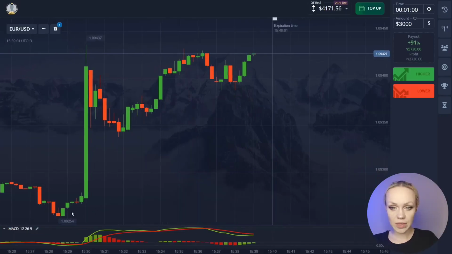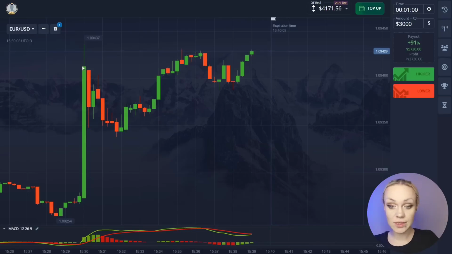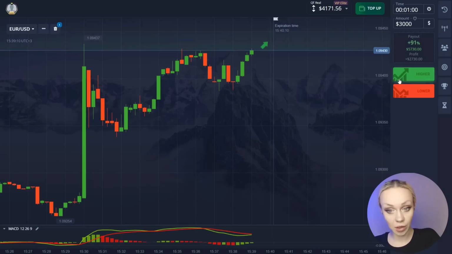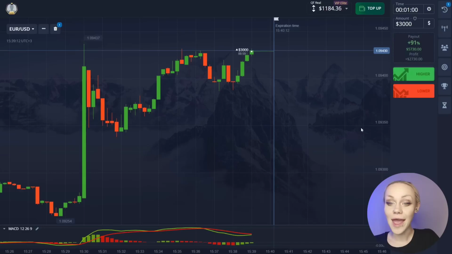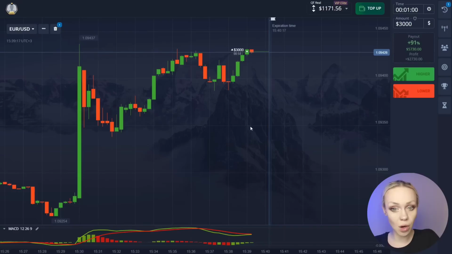Here the price went up with an impulse, and at the moment after a slight pullback the price continues to move up. Here I propose to open a trade for a raise since the moving averages are crossing on the indicator. That is, the indicator makes it clear that the price has the potential to grow.